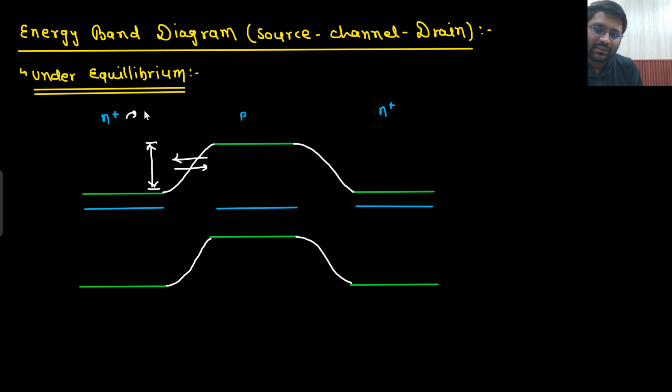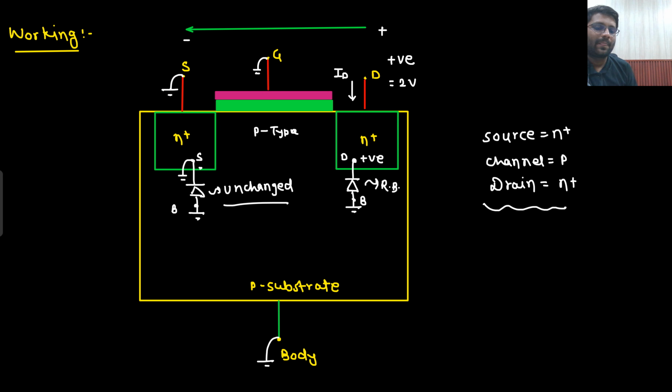Sir, this is source. And sir, this is body. So what do we do? We forward bias source and body. So someone would say that, sir, we need to forward bias it. So, source you are taking as a reference. So, at the body you apply negative.